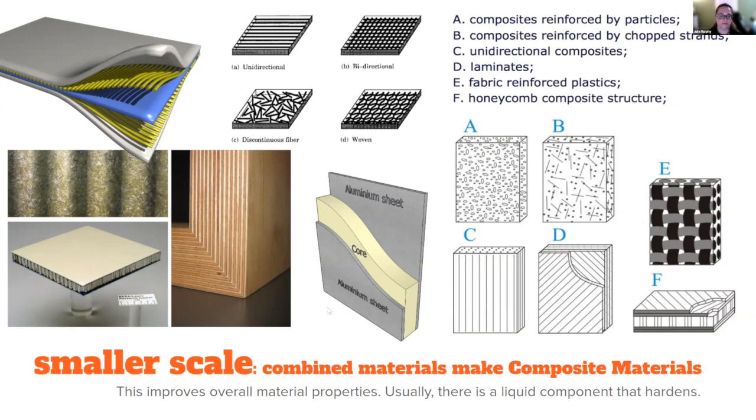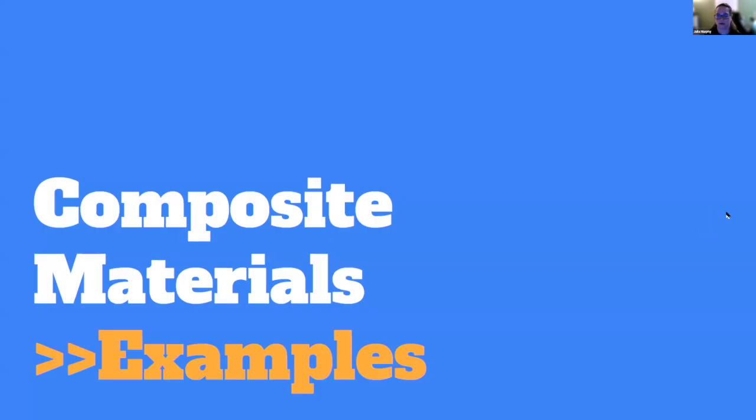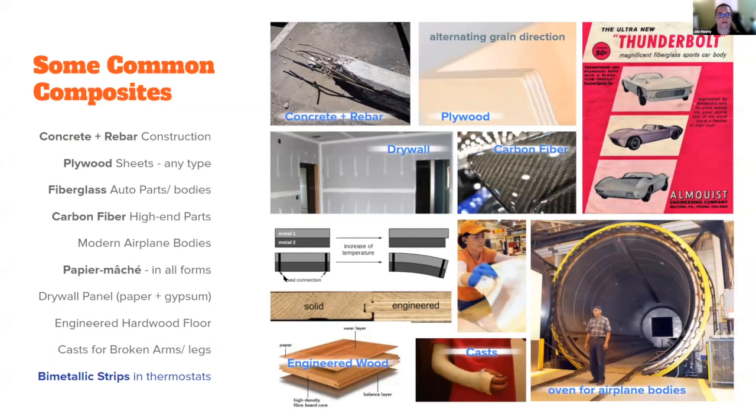All right, and a good point here: usually there is a liquid component combined with a solid, and then the liquid hardens to create the composite material. That's a fairly typical thing, like concrete and rebar or fiberglass and resin. All right, so on to examples of composite materials. Here, Corey's favorite, good old concrete and rebar. It's always a winner. Yes.